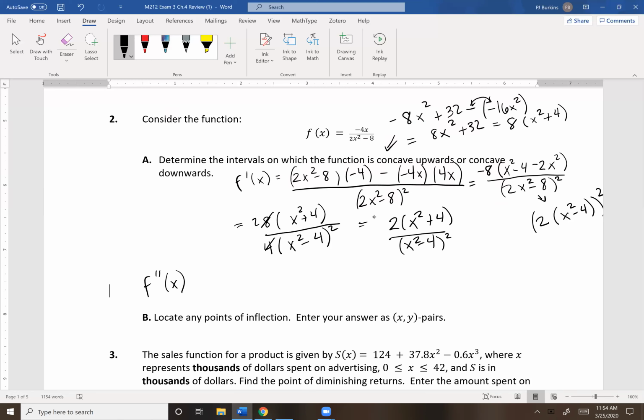So low, now we need derivative of high. So that's going to give me 4x minus high. I'll go ahead and just multiply this back in, I guess. We need derivative of low. That is 2 times the quantity x squared minus 4 to the first power, times the derivative of the inside because it's a chain rule.